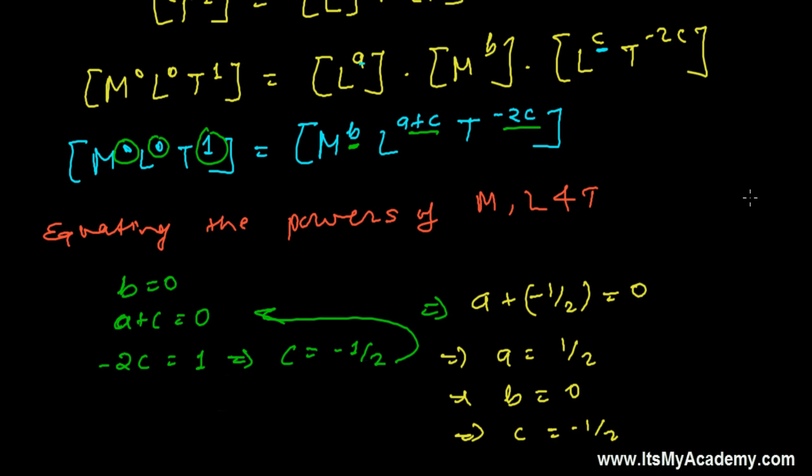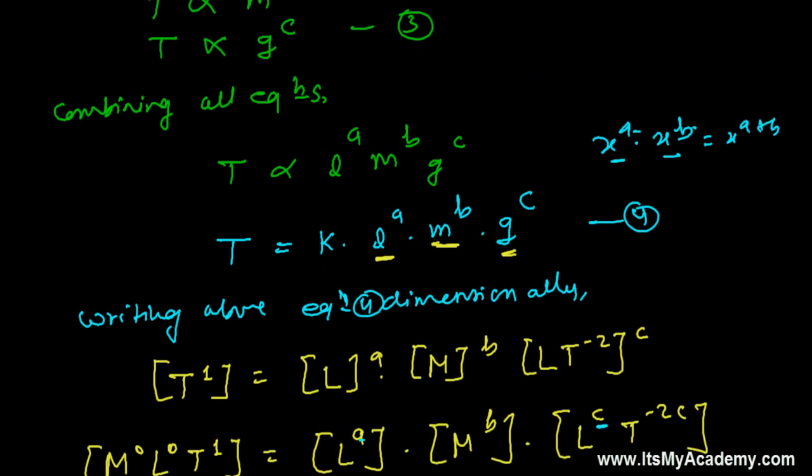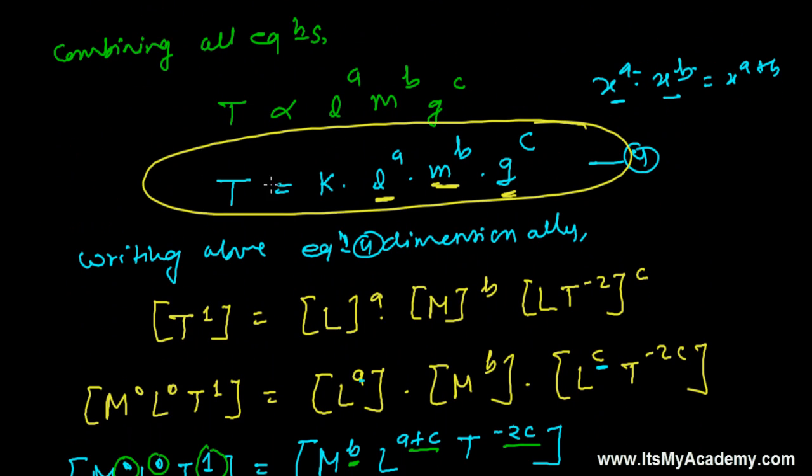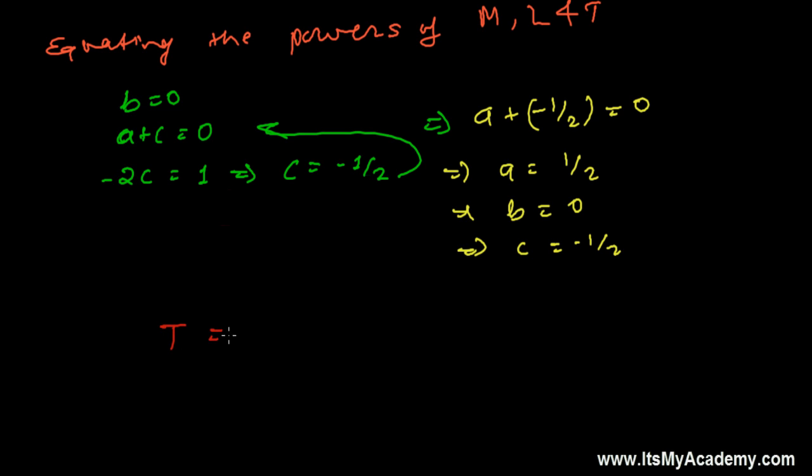So a, b, c we know now, and let's put the values of a, b, c in equation 4. Our equation 4 is T equals k times L to the power a, M to the power b, g to the power c. So let's put the values. Therefore T equals k times L to the power a, a is half, M to the power b, that is 0, and g to the power c, that's minus half.